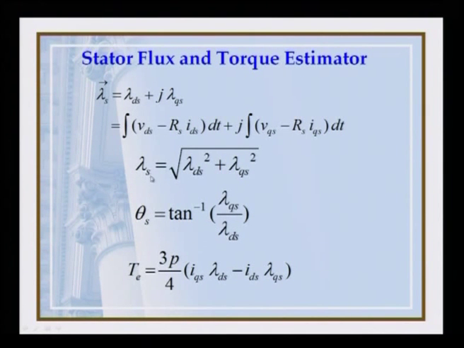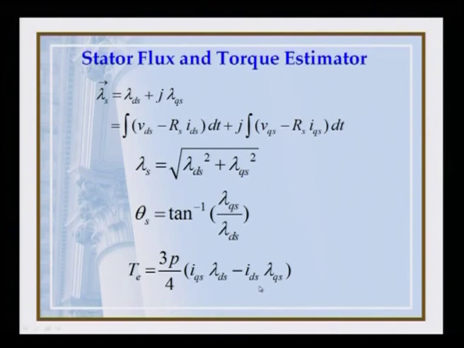So, lambda s is the total flux, that is equal to under root psi ds square plus psi qs square, and theta s is obtained by tan inverse of lambda qs by lambda ds. And the torque, once we know this corresponding fluxes lambda ds and lambda qs, we can calculate the torque by this equation 3p by 4. P is the number of poles, 3p by 4 into IQS into lambda ds minus IDS into lambda qs.